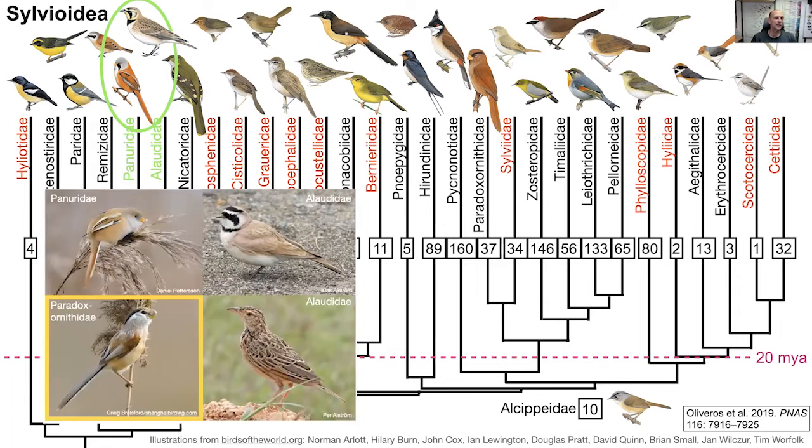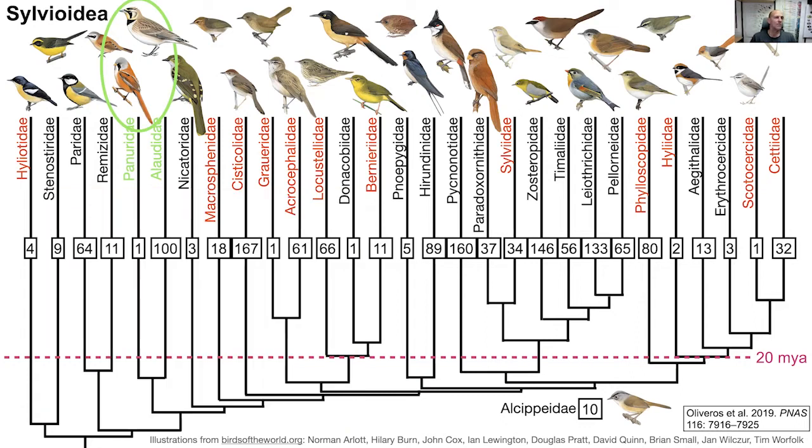And if you look at these in detail, you see that the bearded reedling was previously considered to be closely related to the parrotbills, the Paradoxornithidae, which, as you can see in the tree here, is in a very different position. Whereas nobody would have guessed that the reedling is actually most closely related to larks of all species. But in fact, it's not the reedling that is weird. It's the larks that are weird.